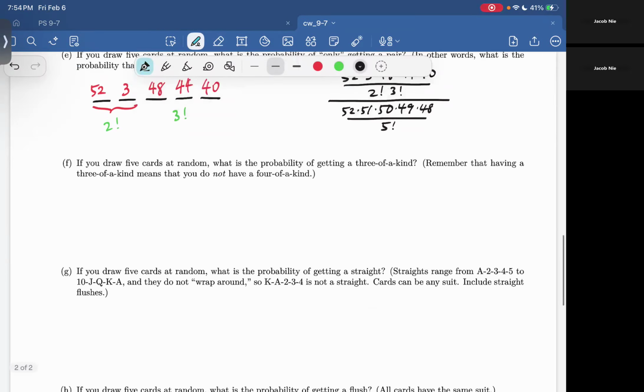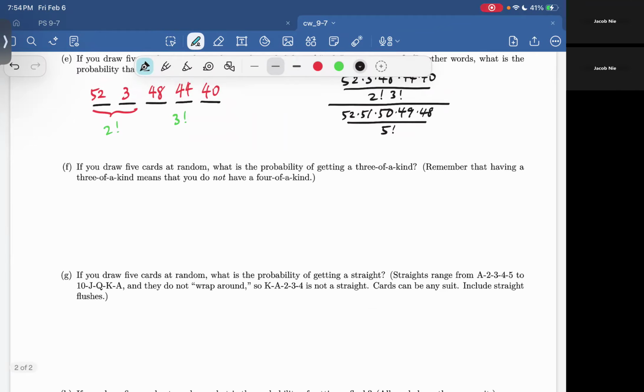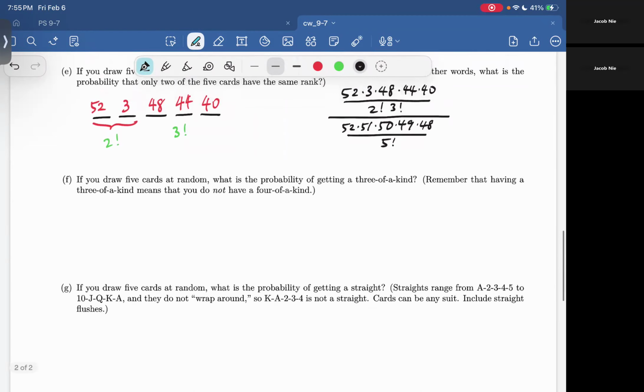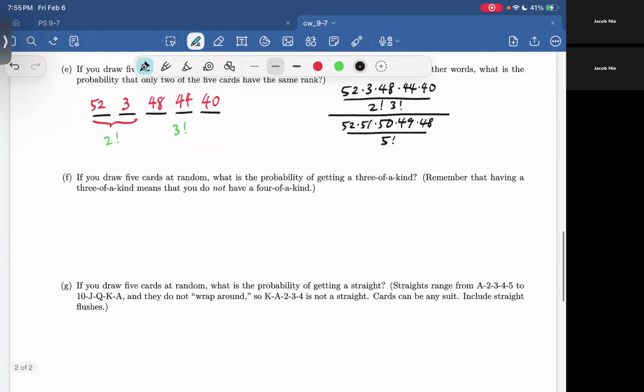Second question is very similar. What is the probability of getting a 3 of a kind? Remember that having a 3 of a kind means you do not have a 4 of a kind. And it also means that you do not have a full house. So we want to make sure we're not getting a pair in the last 2 cards either.